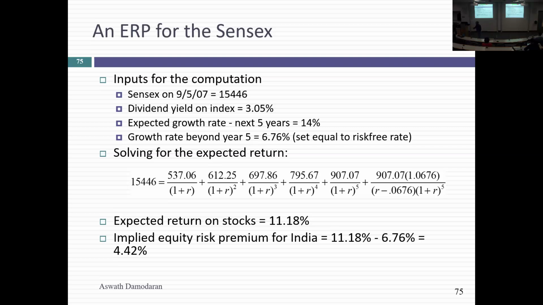The rest is mechanical, right? After year 5, and in this case, I could push it out to year 10, I make the growth rate equal to the risk-free rate, which was 6.76%. That equation looks exactly like the S&P 500 equation. What I get as an expected return, an IRR based on that, is about 11.18%. What does that tell me? In September of 2007, Indian stocks were priced to earn 11.18% in rupee terms. You subtract out the Indian rupee risk-free rate, you get an implied equity risk premium of 4.42%.